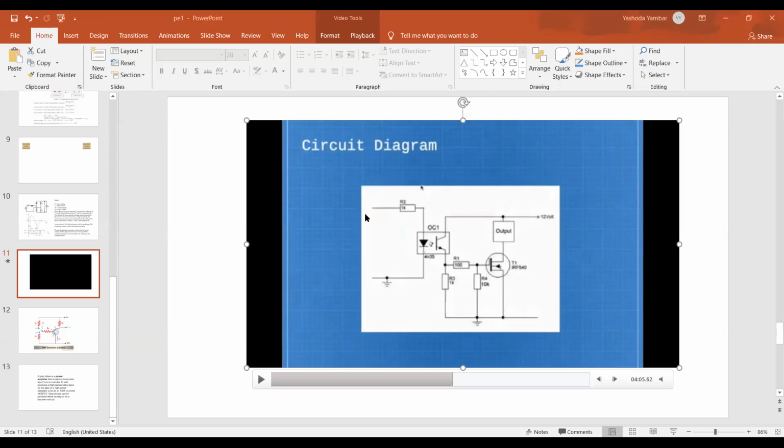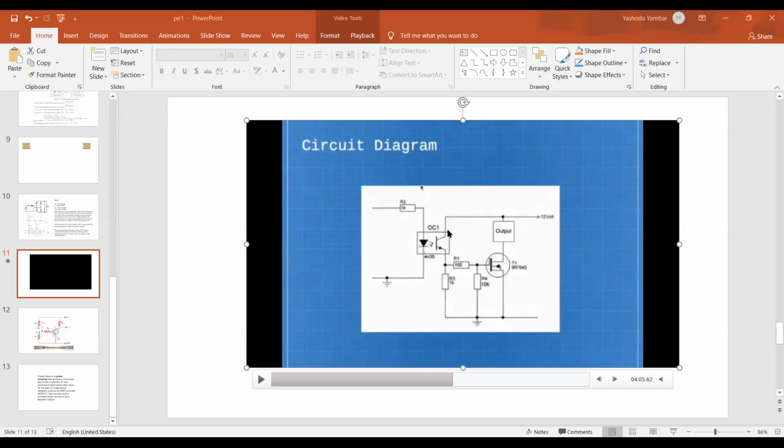Case one: when the 5 volt supply is present. In practice, the 5 volts comes from the microcontroller. When the 5 volt supply is turned on, current flows through the LED. As a result, the LED is on and a light of suitable intensity is applied at the base terminal of the transistor. I hope everybody can write this down.